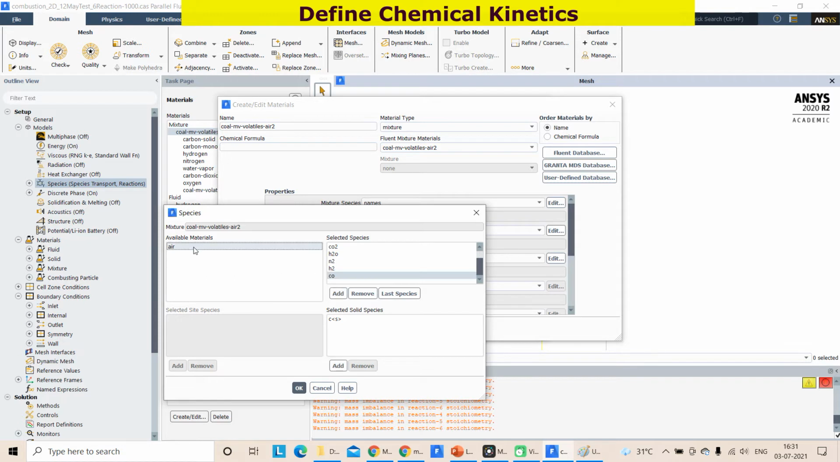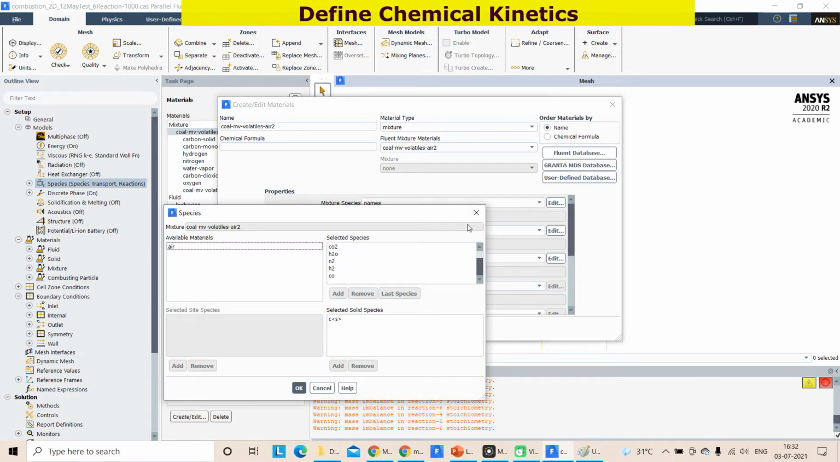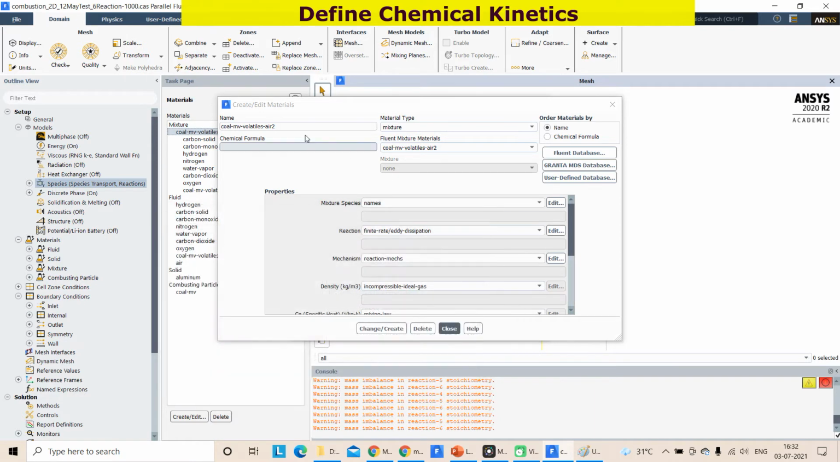Here you put the option and click. After adding, it will be reflected on the right side. Okay. The first step is you have to select the species in the material library, then add a mixture, and add the species in the mixture template. What is the mixture template?